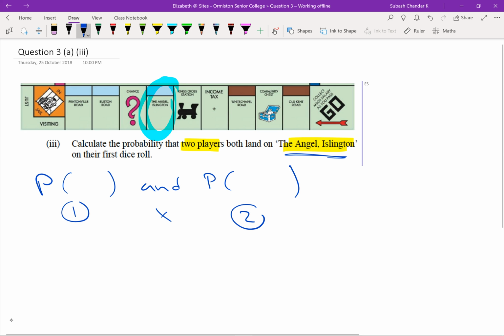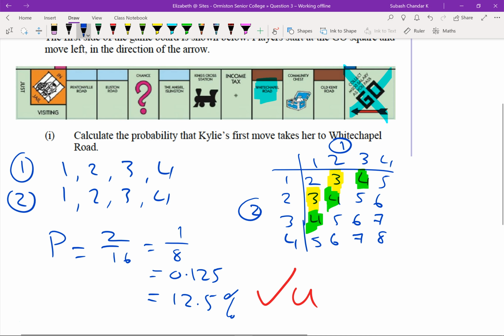Yeah? So to get to Angel Islington, we need 1, 2, 3, 4, 5. We need to roll a 6 on the dice. So we need to find the probability of getting a 6. So I'm just going to jump back to my little table, and the chance of a 6, we've got 1, 2, 3 ways that we could roll 2 dice and get a 6. So that probability is going to be 3 out of 16.